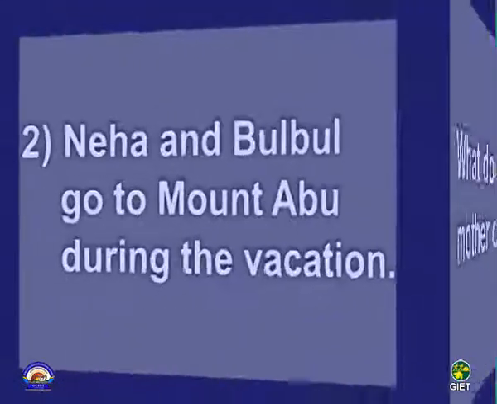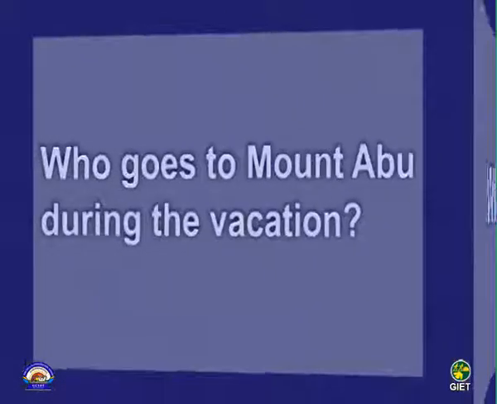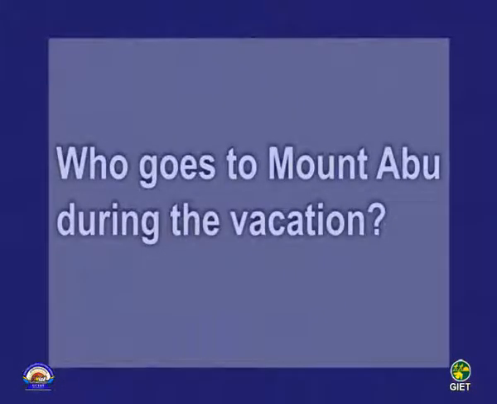Our second sentence is, Neha and Bulbul go to Mount Abu during the vacation. Friends, we see here the underlined word and remember the activity 3 once again. We got that? Yes, it is who. Who indicates person or living creatures. Now tell me, how can we make question with the help of who? We make question like this. Who goes to Mount Abu during the vacation?